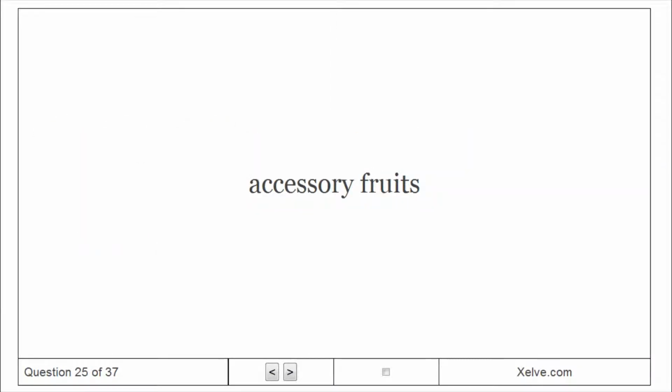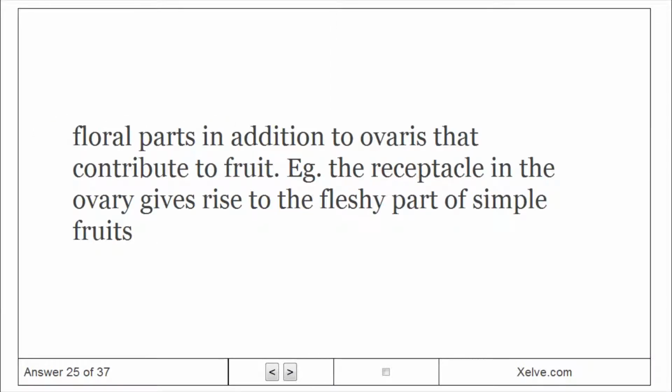Accessory fruits. Floral parts in addition to ovaries that contribute to fruit, e.g. the receptacle in the ovary gives rise to the fleshy part of simple fruits.